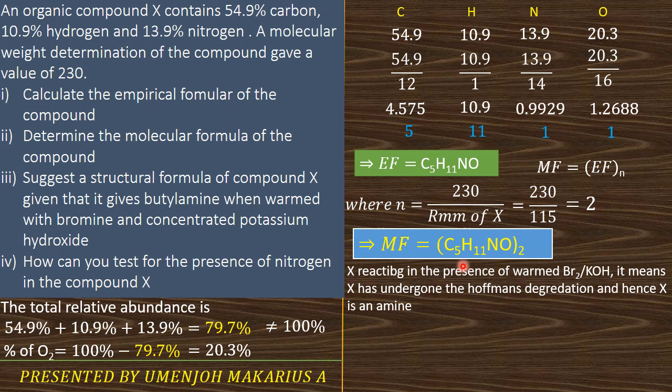Then friends, to give the structure of this compound, since we know that it's a dimer already, the reason for doing so is that we have been told that it gave butylamine when warmed with bromine and concentrated potassium hydroxide, which means it has gone through the Hofmann's degradation. Nobody will tell you that it is Hofmann's degradation. You're the one to look at the reagents, reaction conditions, and the kind of organic compound and detect it. Good.